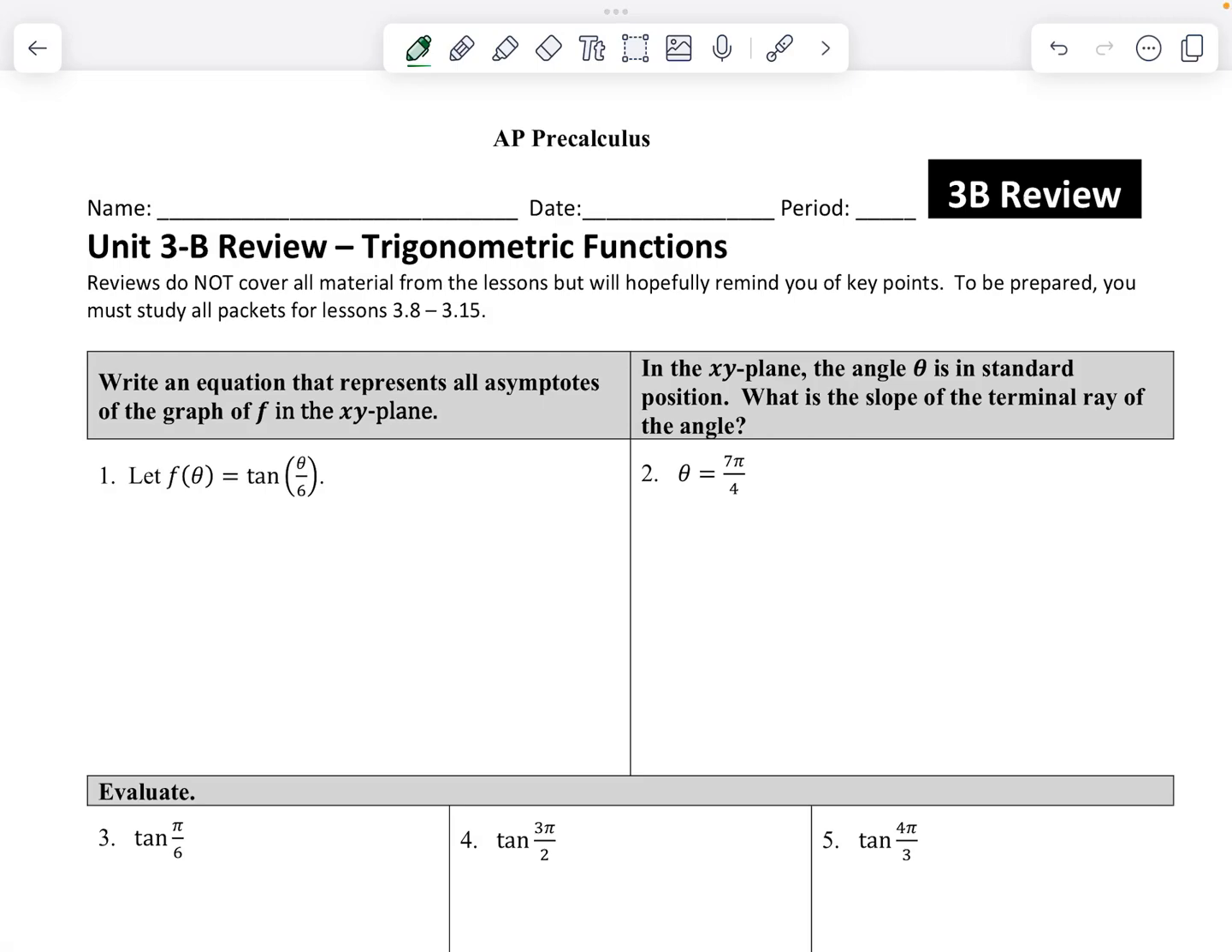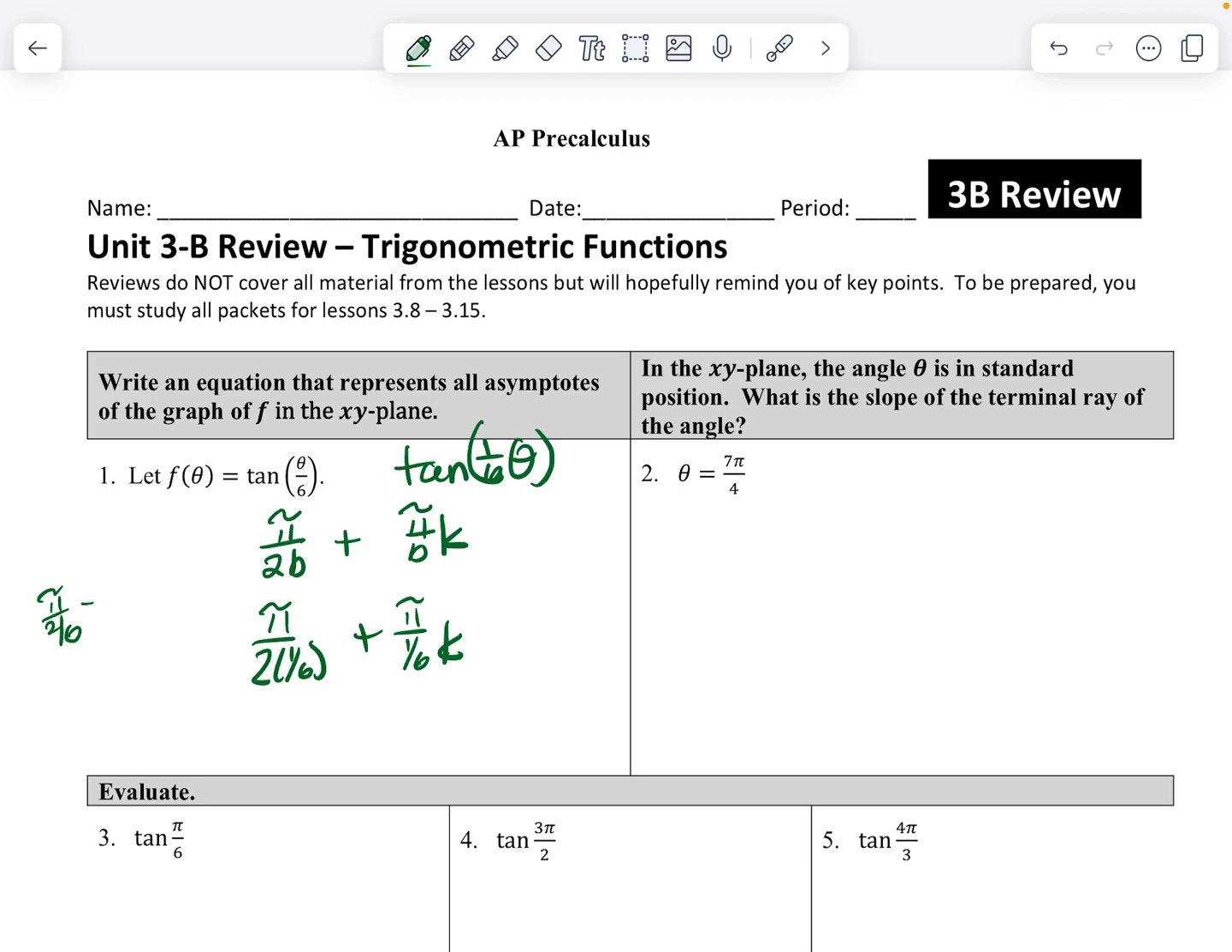Okay, so our formula for finding the vertical asymptotes is pi over 2b plus pi over bk. So this is pi over 2 times 1/6 plus pi over 1/6 k, because a reminder, this is the same as the tangent of 1/6 theta. So let's see, this is pi over 2/6. So keep, change, flip. So that's 3 pi, plus keep, change, flip, pi times 6 over 1, 6 pi k.